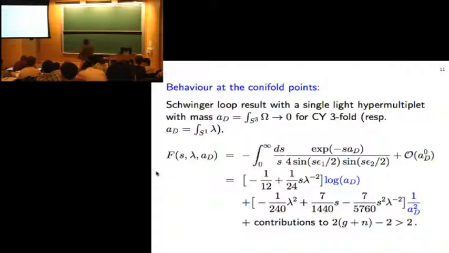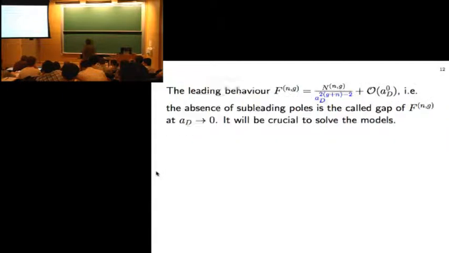So the most important feature here is that the leading behavior of the F^(n,g) that you can now recover from this formula has this gap condition, at least for g greater than 1, because otherwise it's this logarithmic behavior. And then there is an absence of subleading poles. And this gap condition actually is quite important when we want to fix the topological string partition function. So it will be crucial to solve the models.